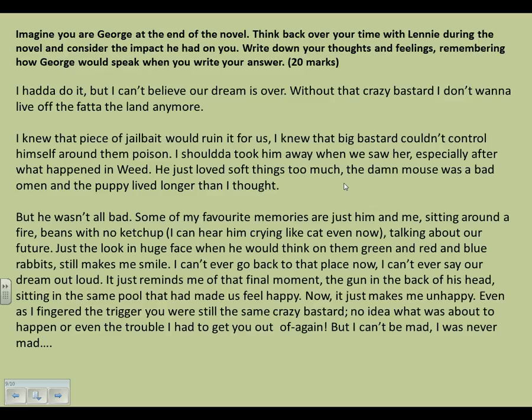So that's just an extract. And that for me would be my opening. But you can see that all the way through I sound exactly as if I am George from the novel. It's almost as if Steinbeck himself has written that, hopefully. That's me being a bit egotistical. But all the way through there are quotations from the text showing my understanding. And that's exactly what you need to be doing.